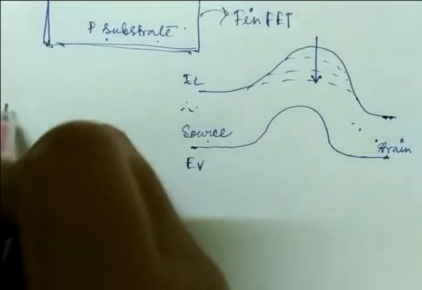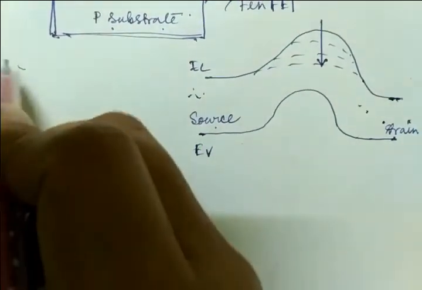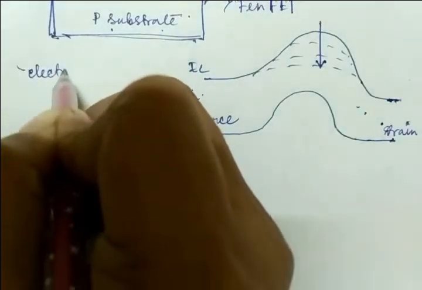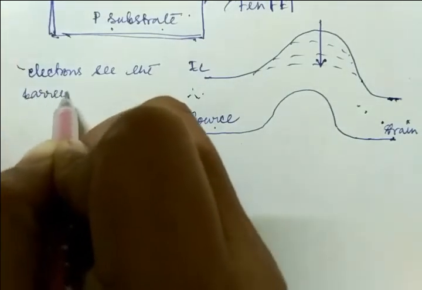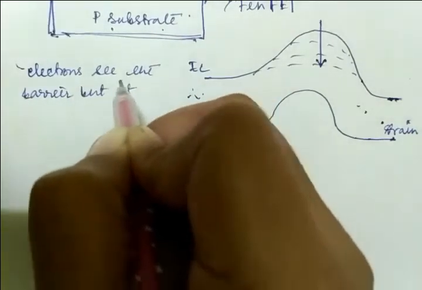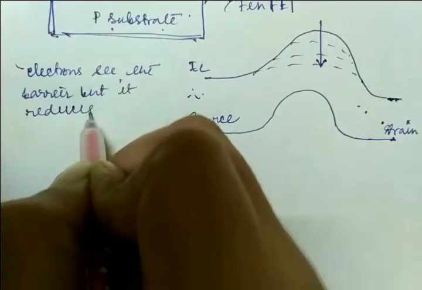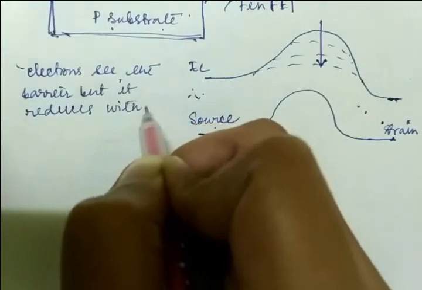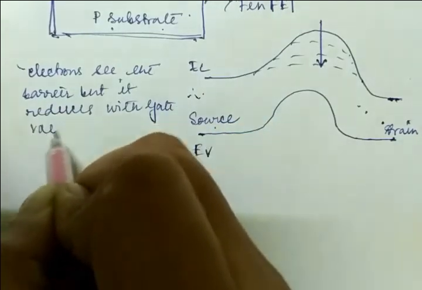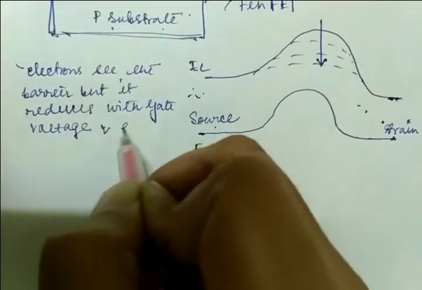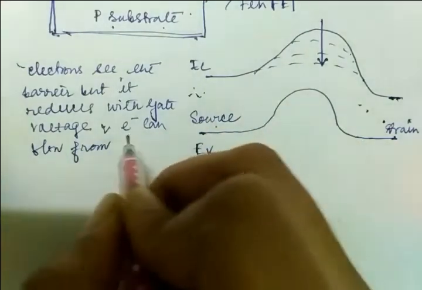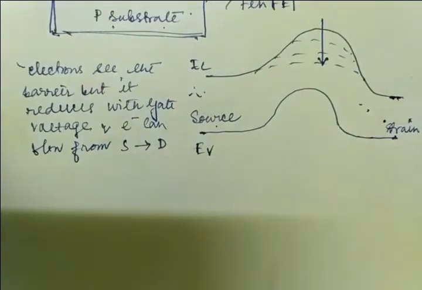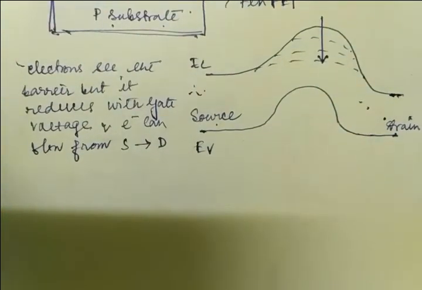So whatever I am writing over here is to help understanding: electrons see the barrier, but it reduces with gate voltage, and electrons can flow. Current conduction flows from source to drain. I think up to this point there is no confusion, right?